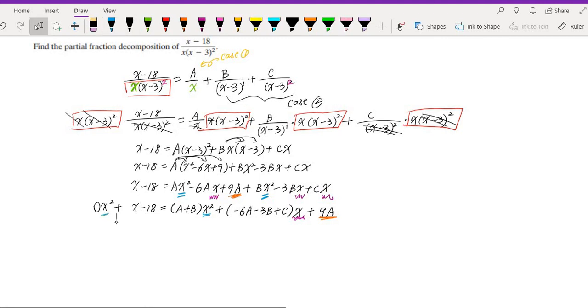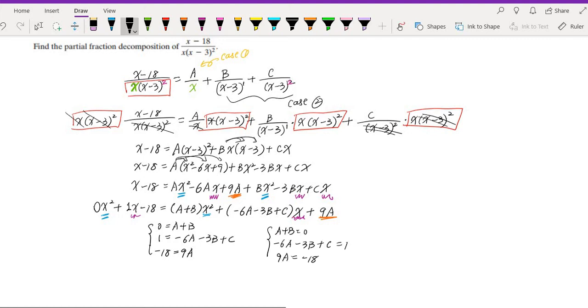We have x squared. So we compare the left and right, so we're going to have 0 equal to a plus b. We're doing the same thing, so here we actually have an invisible 1 right there. Okay, so we're going to write 1 equal to negative 6a minus 3b plus c. And then we have the last term, that will be the constant, negative 18 equal to 9a. So that is how we set up this system.